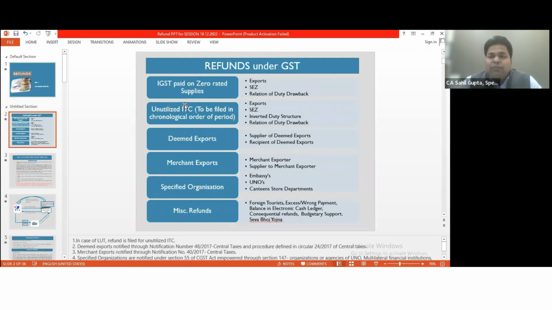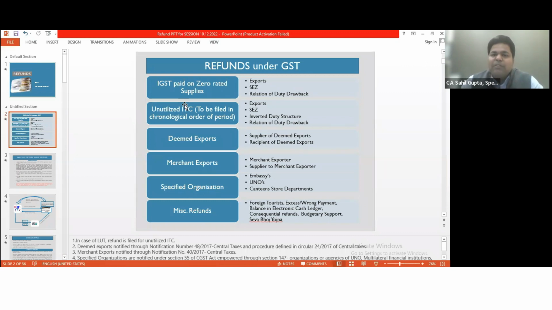These are the types of refunds which we will be discussing today. Basically, IGST paid on zero rated supplies. In the case of zero rated supplies, first of all, let us discuss some definitions. What is zero rated supplies? The government has defined zero rated supply in the law, where they have said that export of goods and supplies, or supplies to SEZ units or SEZ developers, is zero rated supplies.